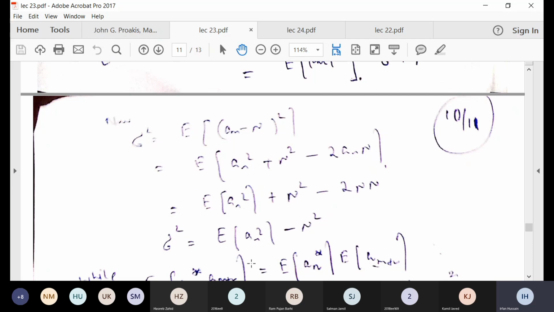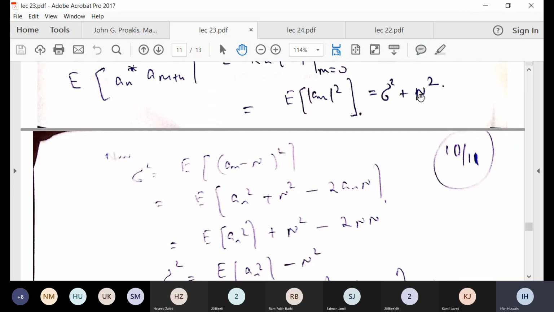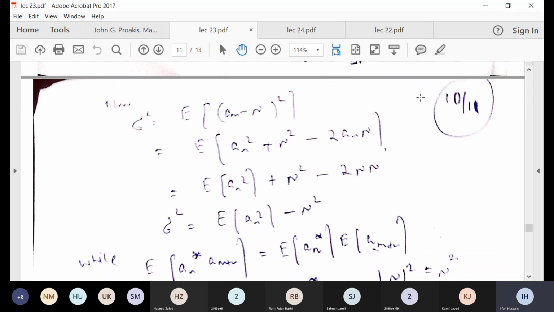So you can very well see that once m is 0, the autocorrelation, which is the power, is actually the variance plus mu squared. So here, the same thing: E of |an| squared is sigma squared plus mu squared, and you can see this is different from this equation.